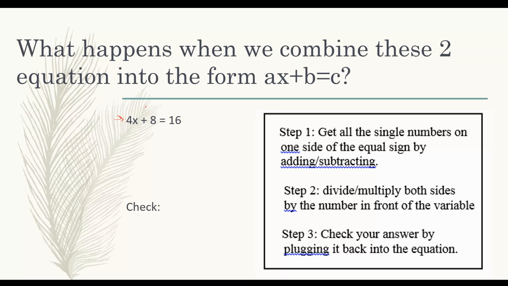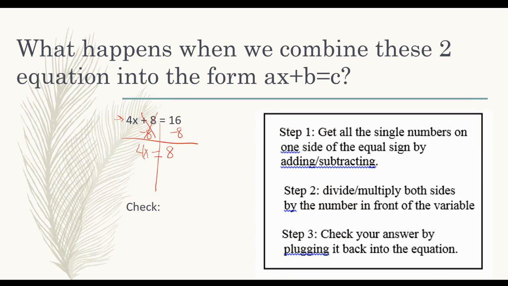Well, we're still using inverse operations or opposite operations. The opposite of plus 8 is minus 8. So I need to subtract 8. Now remember, whatever I do to one side of the equal sign, I have to do to the other side. So if you still want to put that line there, you can. 8 minus 8 is just 0. That completely cancels out. I'm going to bring down that 4x, bring down that equal sign. 16 minus 8 is 8.